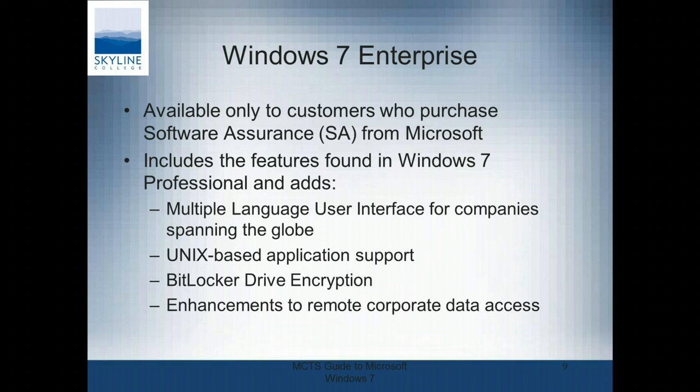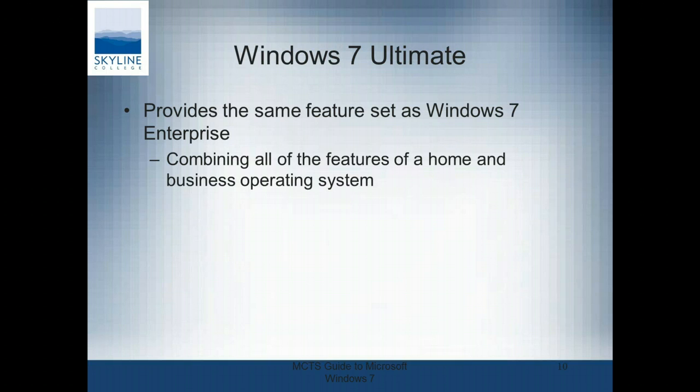Everything in Professional, plus multi-language, Unix-based application support, and BitLocker drive encryption. BitLocker drive encryption is really kind of cool. I've known a couple of people that have used it. If something happens to that encryption key, you're kind of up that proverbial river without a paddle. The only thing you can do is start over: wipe the disk out and reinstall everything. So be sure you've got adequate backups and that you understand the process.